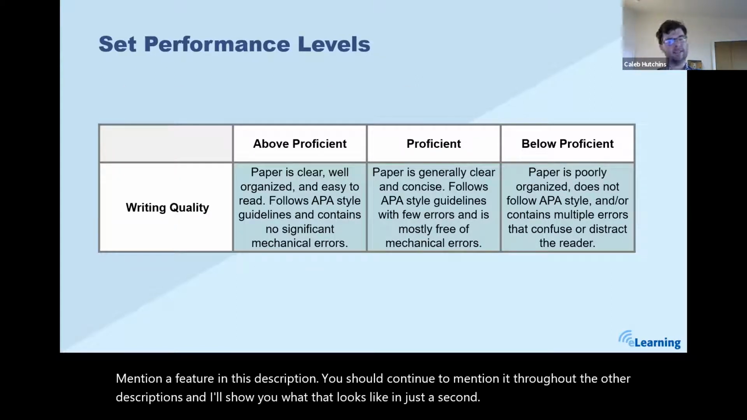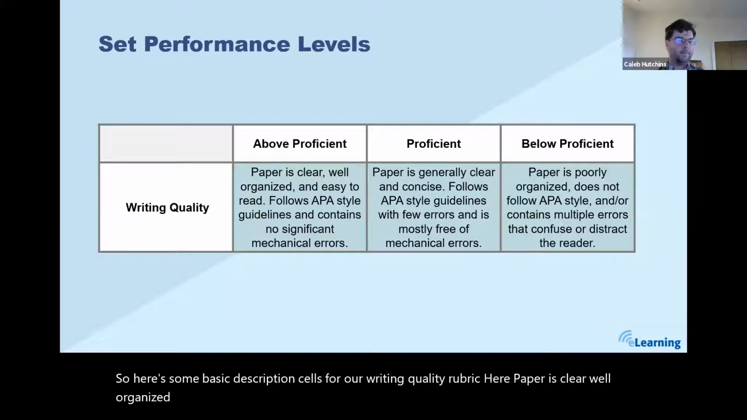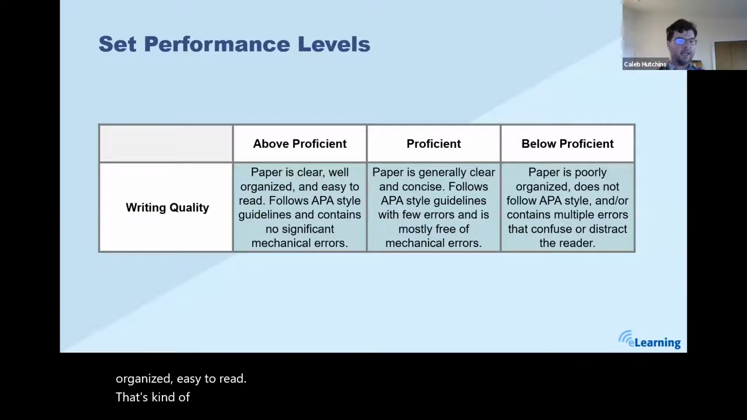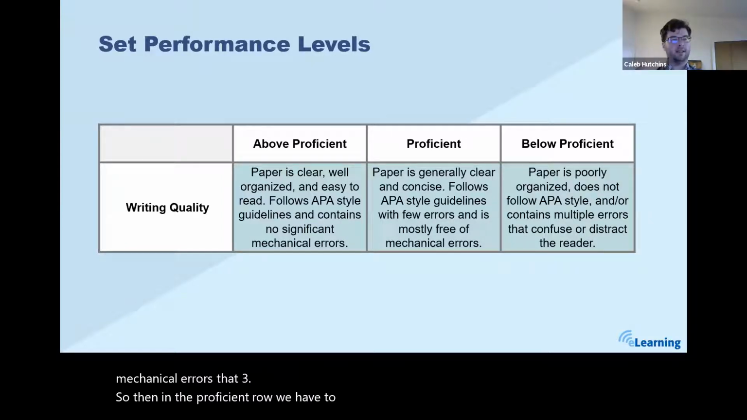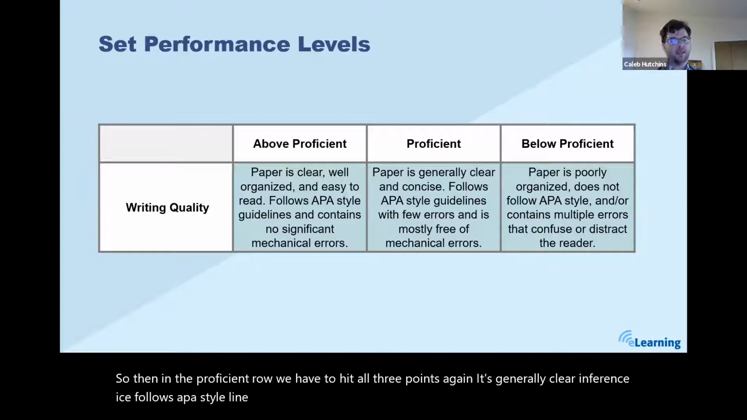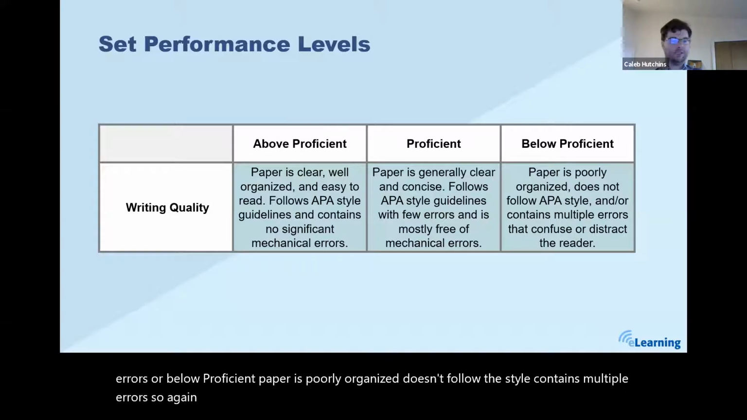So here's some basic description cells for our writing quality rubric here. Paper is clear, well organized, easy to read. That's kind of one feature. Follows APA style guidelines, that's 2. Contains no significant mechanical errors, that's 3. So then in the proficient row, we have to hit all 3 points again. It's generally clear and concise. Follows APA style guidelines with a few errors and is mostly free of mechanical errors. Or below proficient, paper is poorly organized, doesn't follow the style, contains multiple errors. So again, you're covering each one of those at each level.